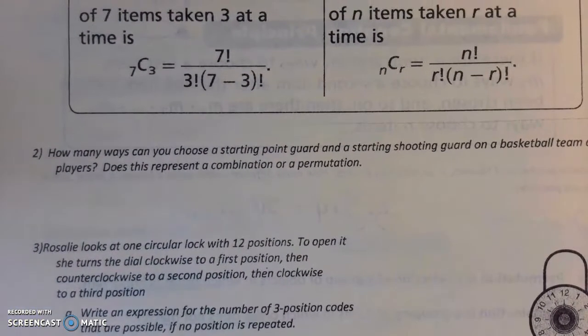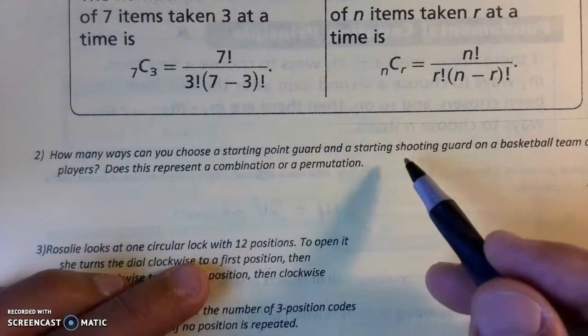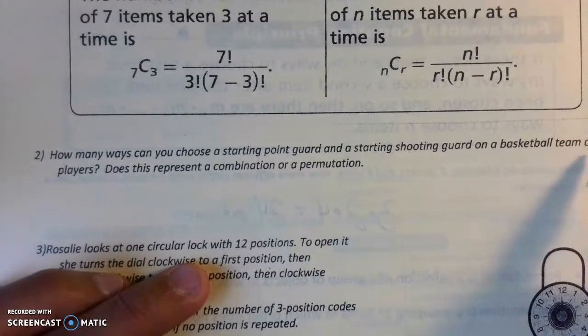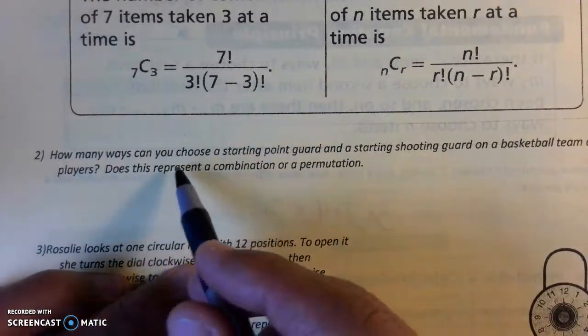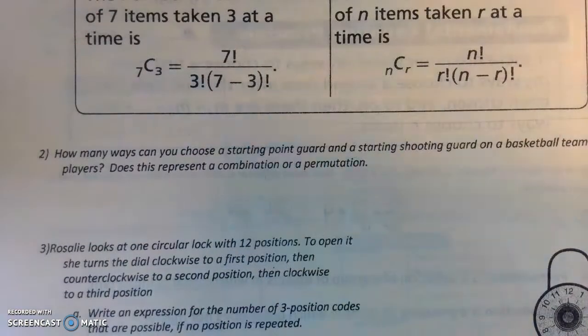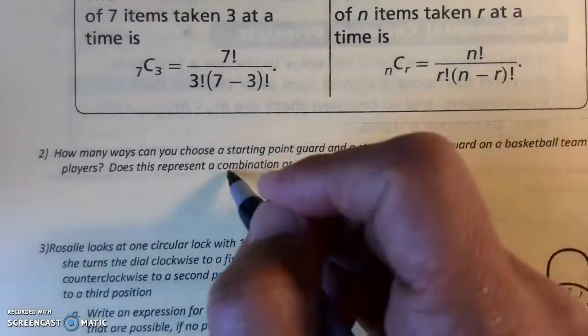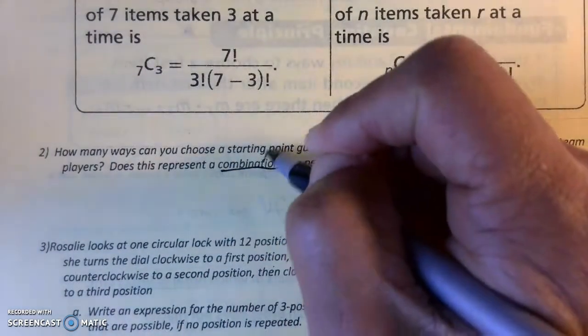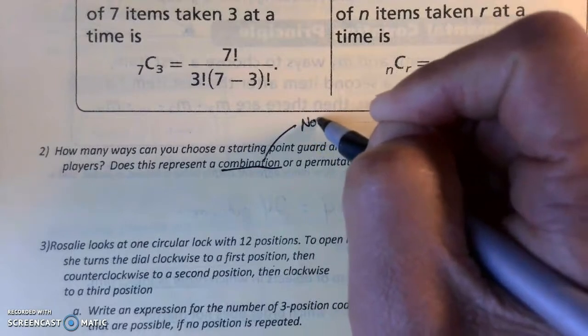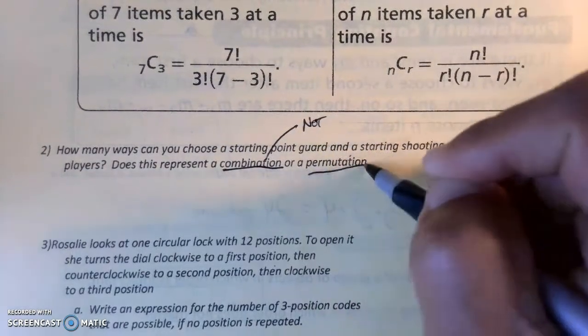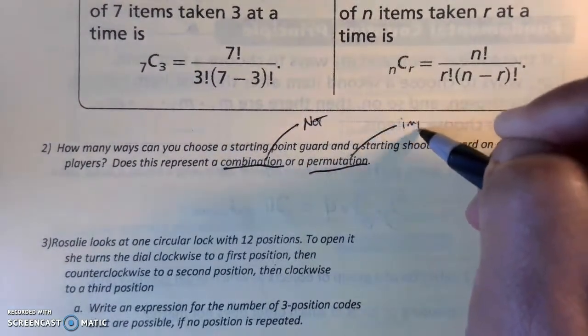And it is this here. Number 2. How many ways can a starting point guard and a shooting guard on a basketball team of 7 players, how many ways can you choose a starting point guard? So you've got to first decide, is this combination, where order is not important, or permutation, where order is important?